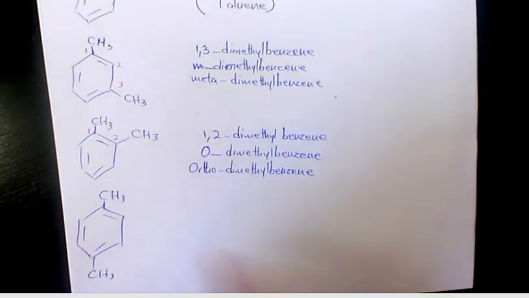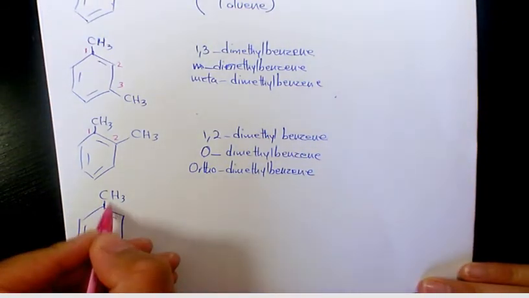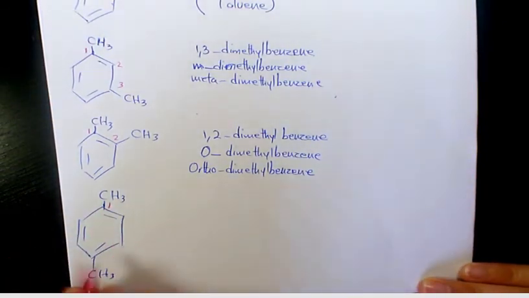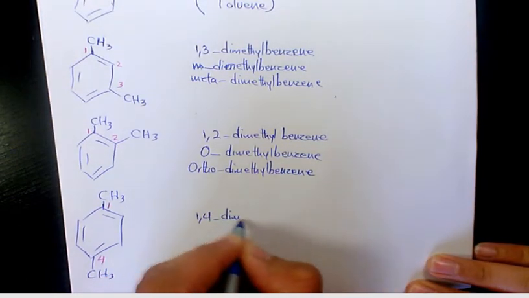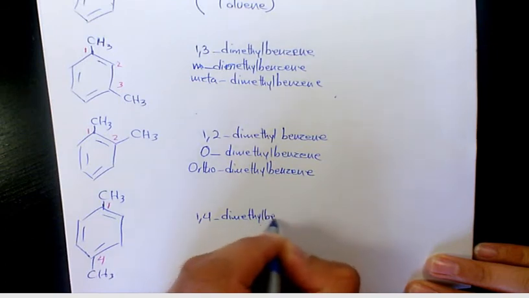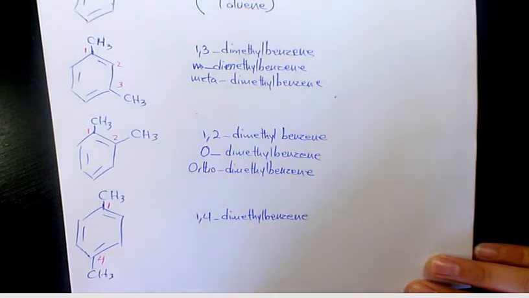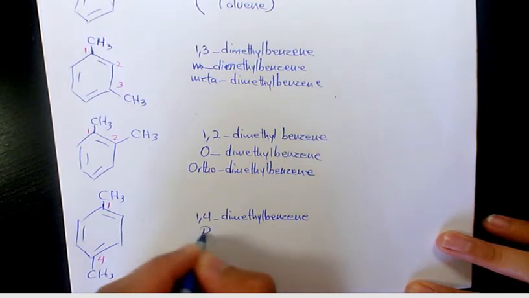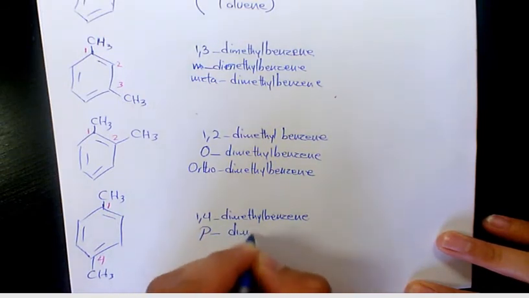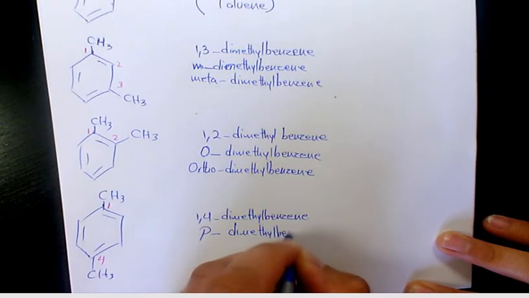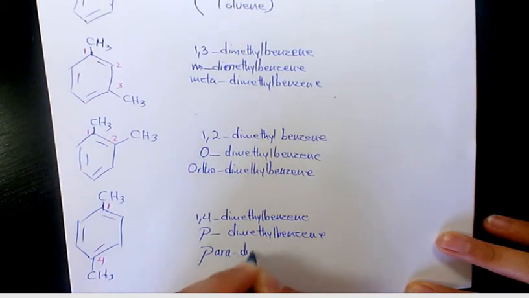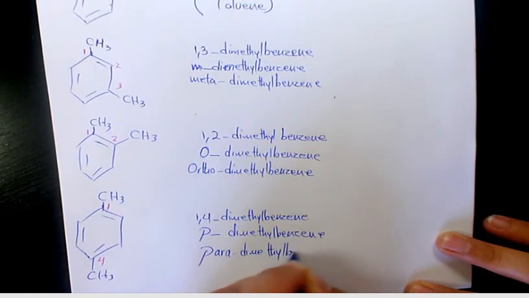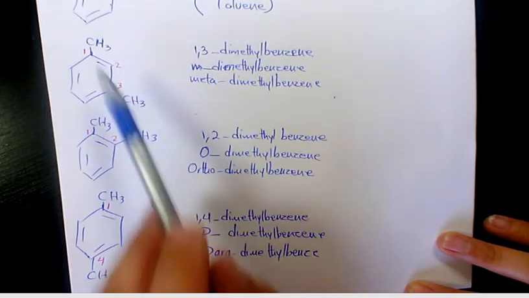Next one, again we have two methyl groups connected to the benzene ring. 1, 2, 3, 4. It's going to be 1 and 4 dimethylbenzene, or it's going to be para-dimethylbenzene.